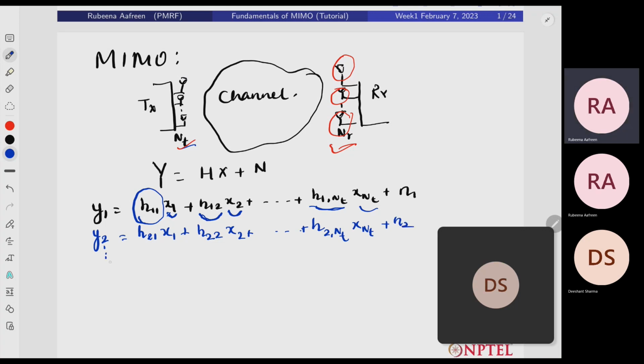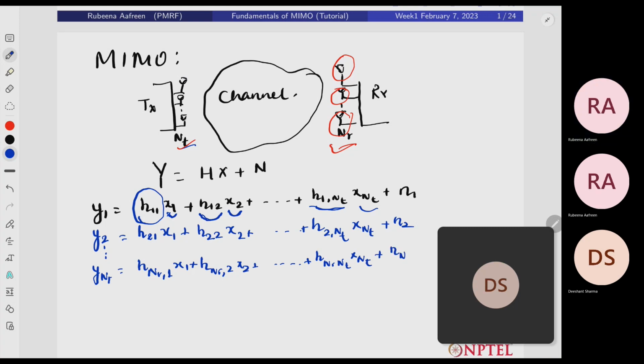So likewise, what will be the data stream at the NRth receiver? This would be H of NR,1 X1 plus H of NR,2 X2. Likewise, H of NR,NT XNT plus the noise term, N of NR. This we can write in terms of a matrix, right?